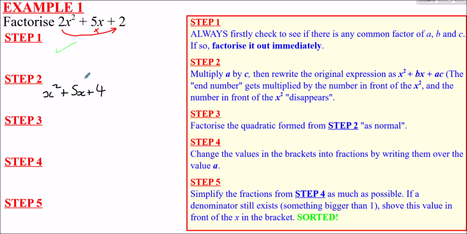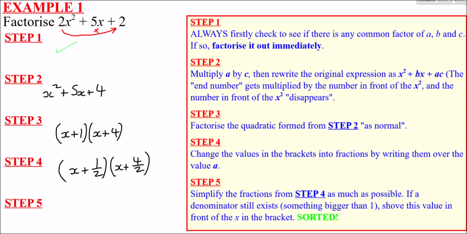Step 3, factorise this one as normal. So two numbers that multiply to 4 and add up to 5. They're going to be 1 and 4. So then I just write x plus 1, x plus 4. Step 4, I'm going to change these numbers in the brackets into fractions by writing them over a. So I'm going to write these numbers here as fractions over 2. So for step 4, I'm going to write x plus 1 over 2 and x plus 4 over 2. That 2 comes from this number here. Just write it over there.